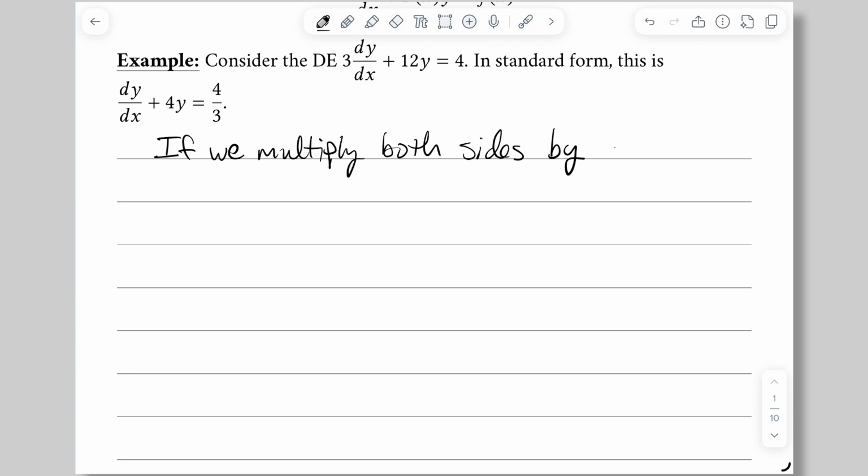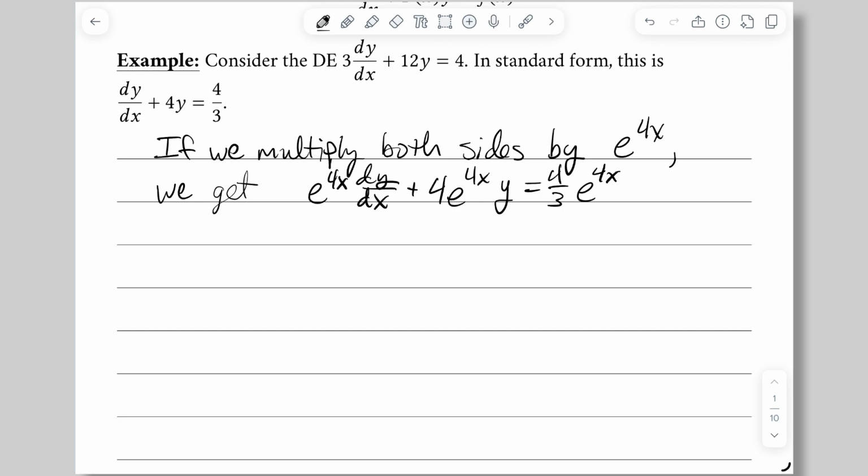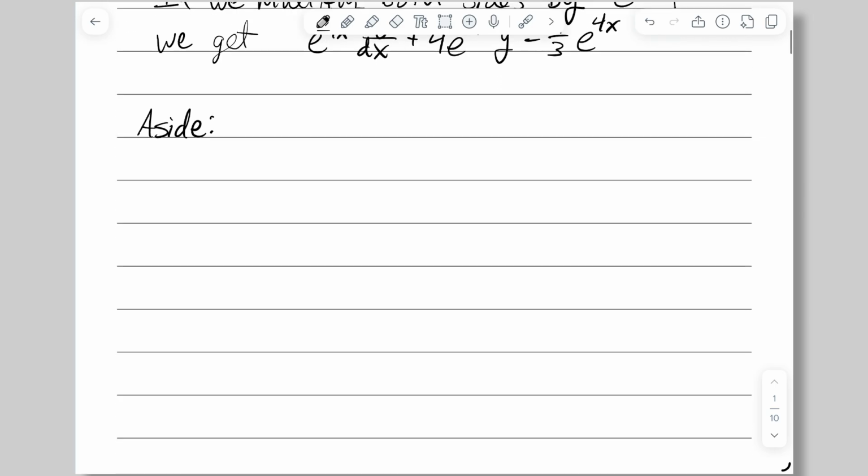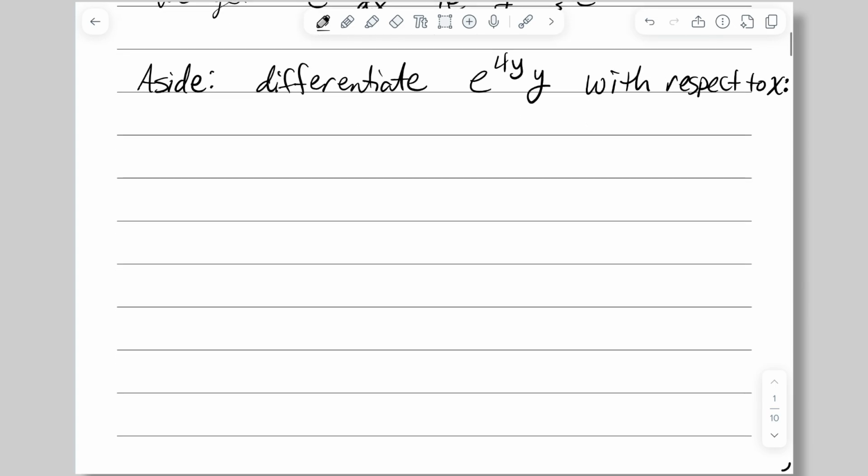If we multiply both sides by e to the 4x, then what we get is e to the 4x dy dx plus 4e to the 4x y equals 4/3 e to the 4x. Before I continue with this, I'm actually going to take a little aside here. Let's see what happens if we differentiate e to the 4x y with respect to x. Well, this requires a reminder. So we're going to have a second aside.